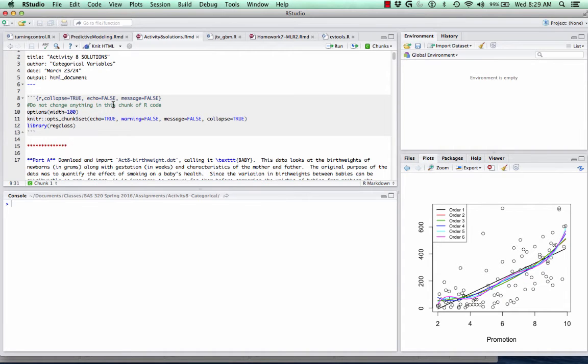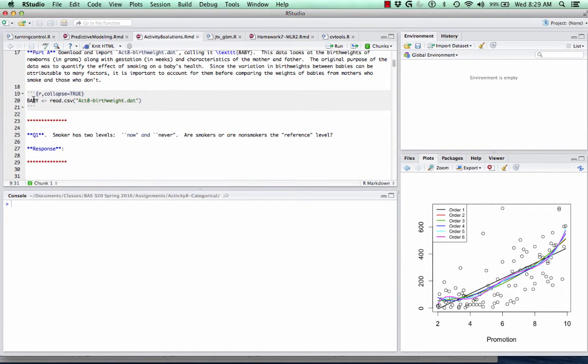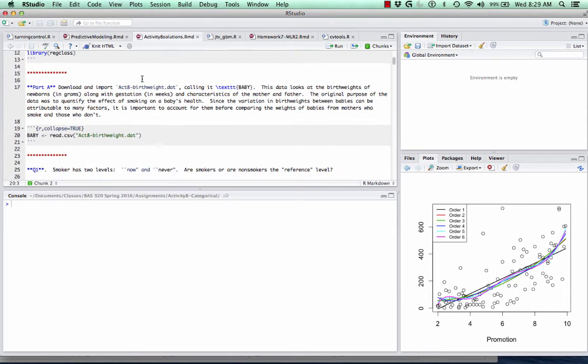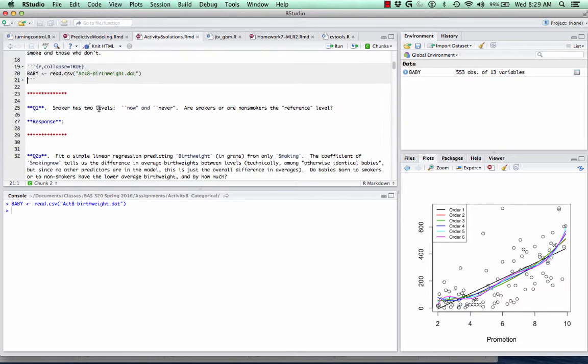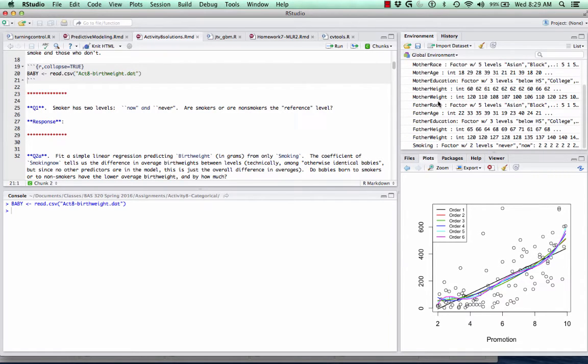Let's go through Activity 8. The dataset that we're going to be working with is the birth weight dataset, which was created to study the potential effects of a mother smoking on her newborn infant's baby weight. We'll read in the data file and call it baby here. What we're going to be looking at is, in particular, the column titled smoking.